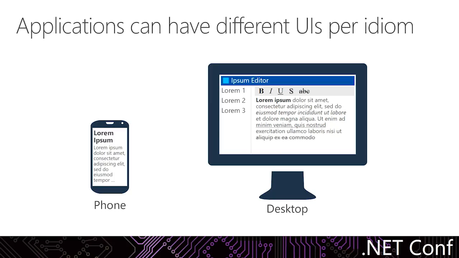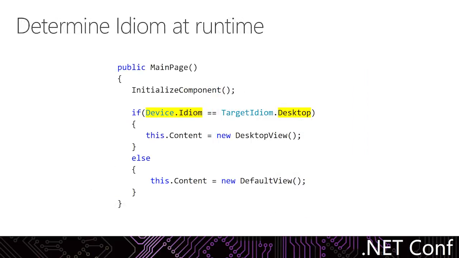And so Xamarin Forms fortunately has this concept of idiom, and that allows us to make runtime checks to see what idiom, what type of device, we're running on. Let's look at some code and talk a little bit more about that. We see here we have a static Device class, and on the Device class we have an enumeration-typed property, Idiom. In Xamarin Forms we have three idioms defined: desktop, tablet, and phone. With this property, we can check at runtime and make runtime UI decisions based on the idiom.